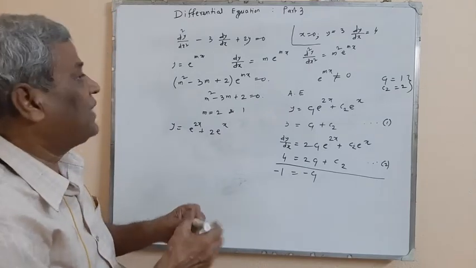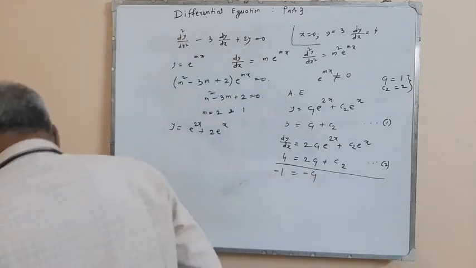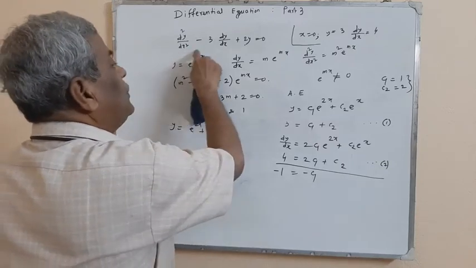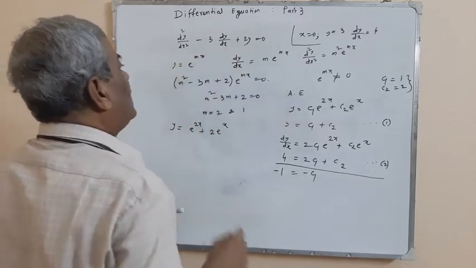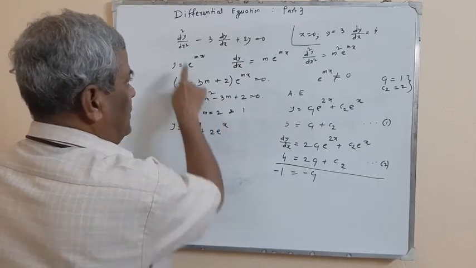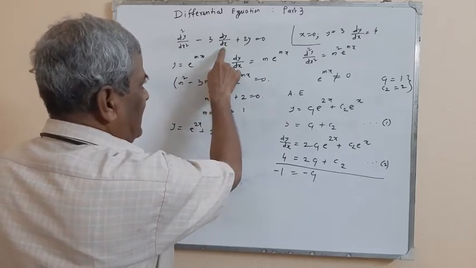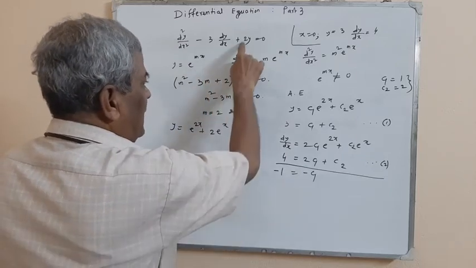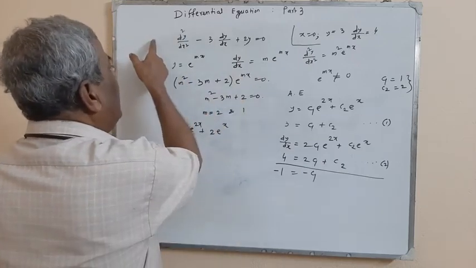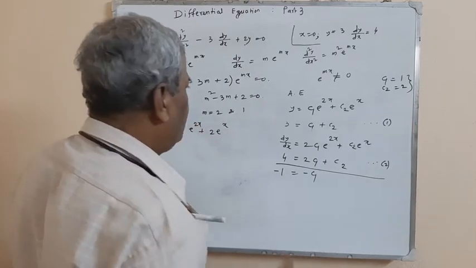So to sum up, actually what to do? Now from the given equation, we start. What is the auxiliary equation? The auxiliary equation is this. Second order derivative, that's why m square. First order derivative, that is minus 3m plus 2. If it is a third order derivative, say d3y dx3, here we must get m cube.